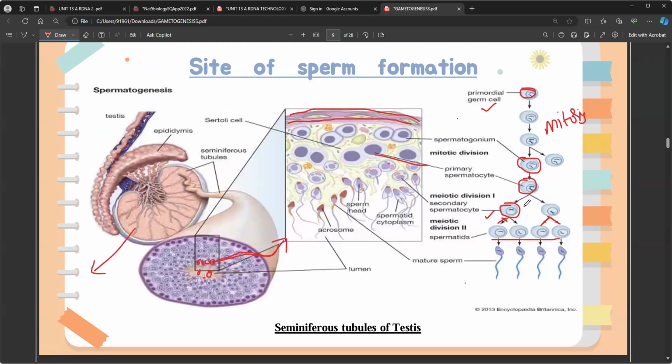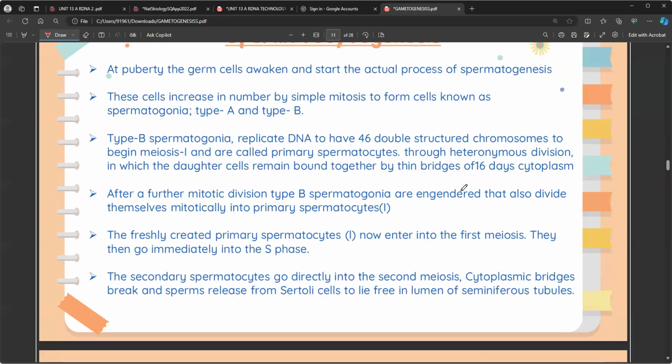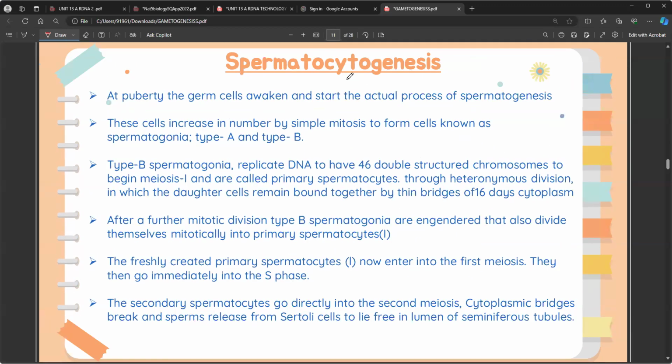So 1 is divided into 2, and 2 is divided into 4 by meiosis 1 and meiosis 2. And those spermatids convert into the mature sperm. How they convert into the mature sperm, we're going to discuss now. Understand. Everyone, focus on the picture.